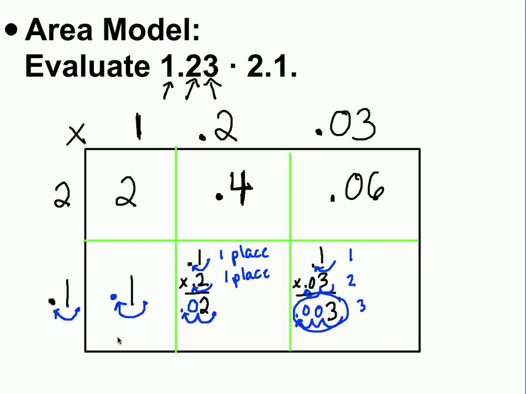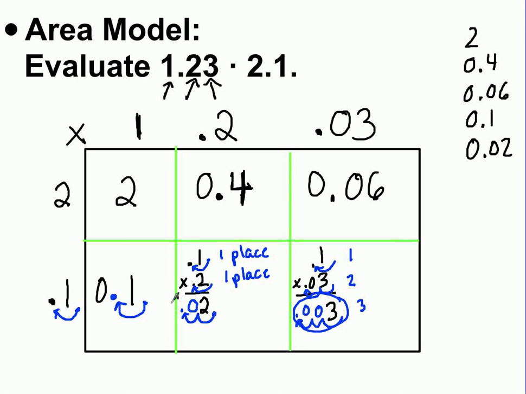Okay. Now, once you have all of these, you need to add them up. So 2 plus 0.4, plus 0.06. Notice that I'm lining up my decimals in a straight line. 0.1, 0.02. I like writing the zeros right here to avoid mistakes. And then I have 3 thousandths here. So if I add all of this up now, 3, 8, 5. So that should be the same answer as the last one. Yes, it is. Okay, so that's the area model.